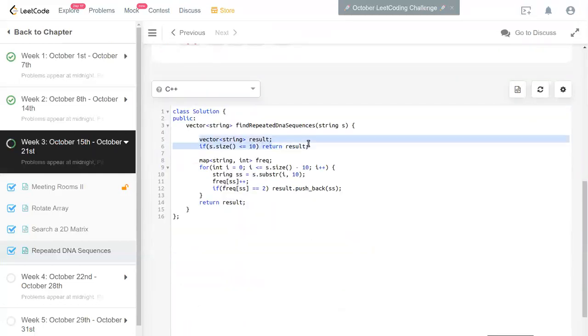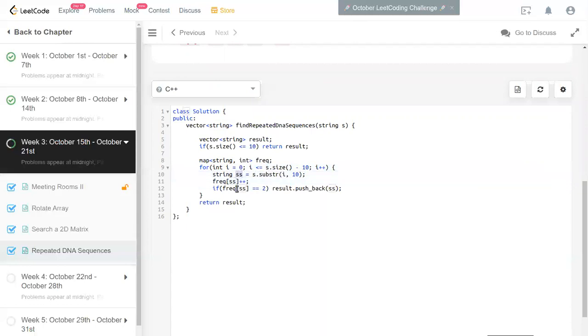So this is our base case in a way. If the length of the string is less than or equal to 10, I'm just going to return an empty result. Otherwise, I have a map here. I'm going to map this 10 letter long substring to the frequency of that, the number of times it occurs. So this i is basically the offset of the 10 letter long string. That's why the last one is at n minus 10, right? So I'm just extracting this substring of length 10 starting at i.